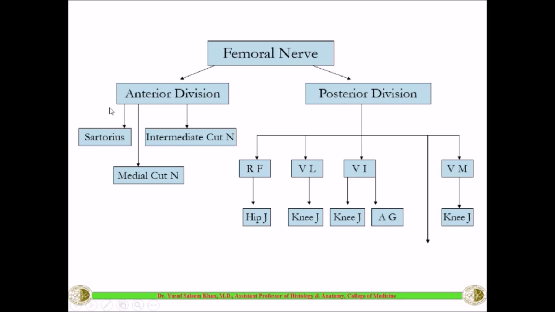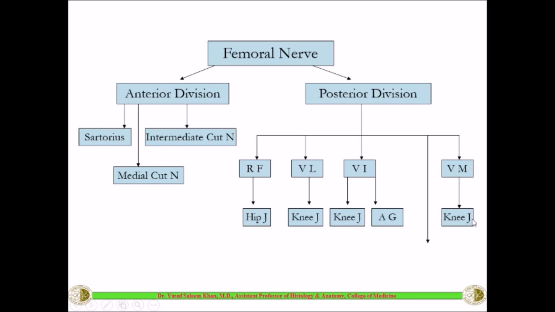The rectus femoris, if you see here, when the femoral nerve supplies the rectus femoris, it will be giving some branches to the hip joint. The branch which is supplying the vastus lateralis also gives a branch to the knee joint. The nerve which supplies the vastus intermedius gives a branch to the knee joint as well as to the muscle called the articularis genu. The branch which supplies the vastus medialis also gives a branch to the knee joint.